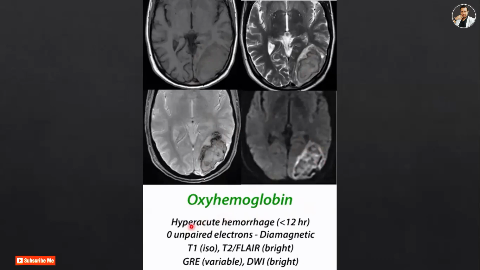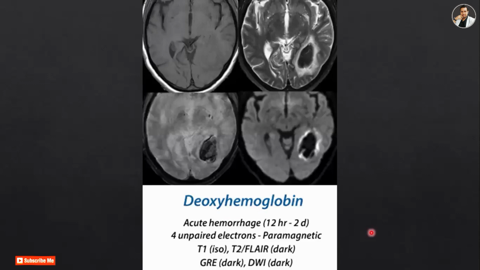The next stage is hyperacute hemorrhage. The MRI is done in less than 12 hours. Another stage is deoxyhemoglobin, an acute hemorrhage. It is from 12 hours to 2 days. At this stage, there is an isointense signal in T1. In T2, FLAIR, and GRE, dark signals are found in all of them.